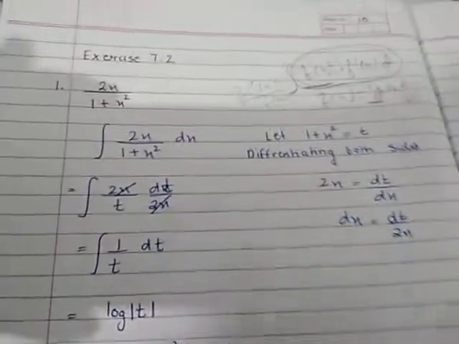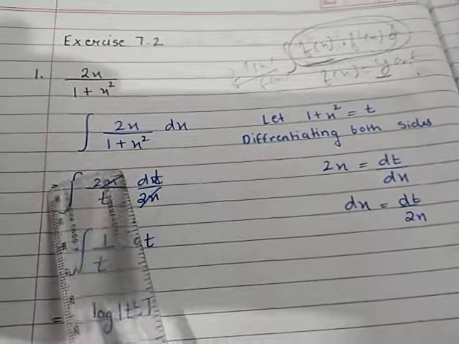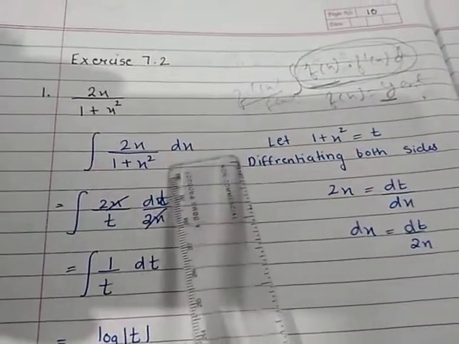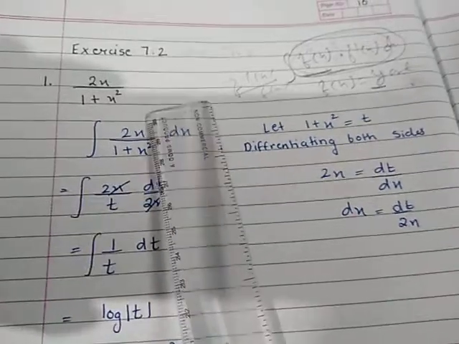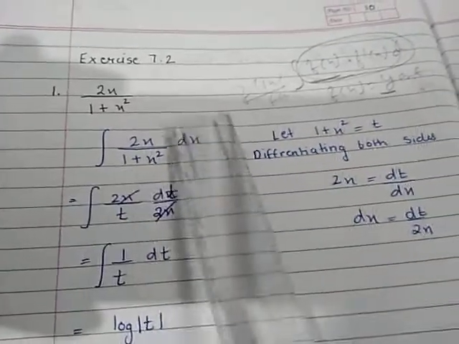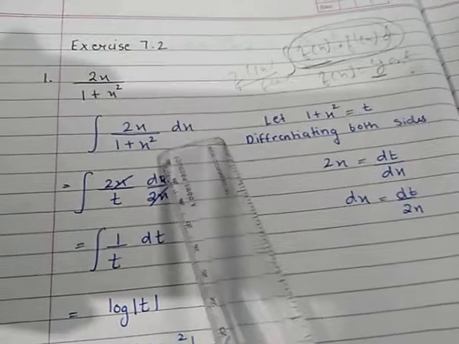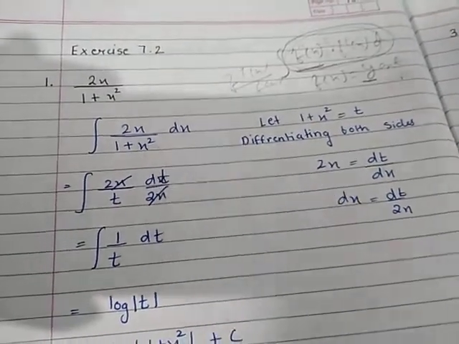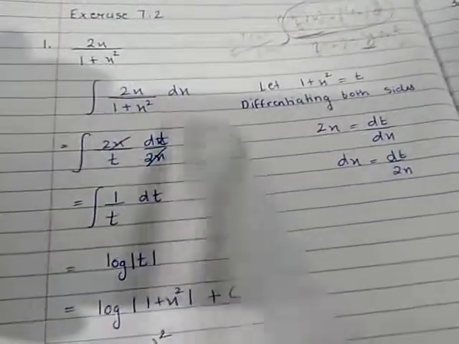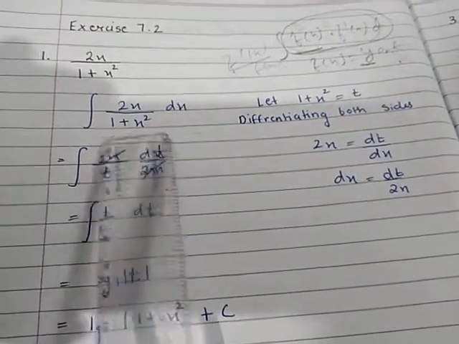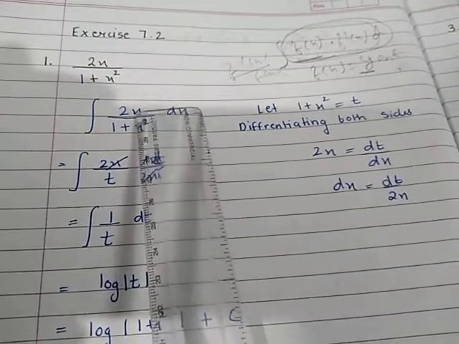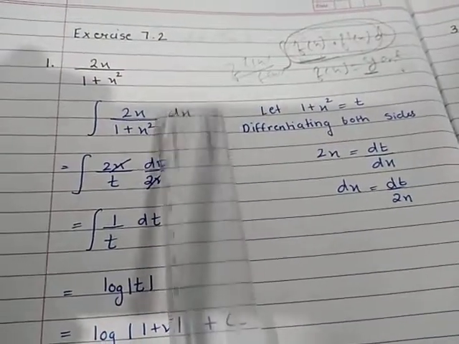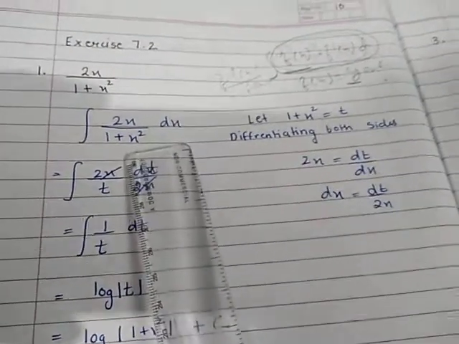Now, question number 1 is integration of 2x upon 1 plus x square dx. We cannot separate this function. The formula is not applicable here because it is a fraction, 2x upon 1 plus x square. But here children, the derivative of 1 plus x square is 2x. Therefore, this is the format of f dash x upon f x.